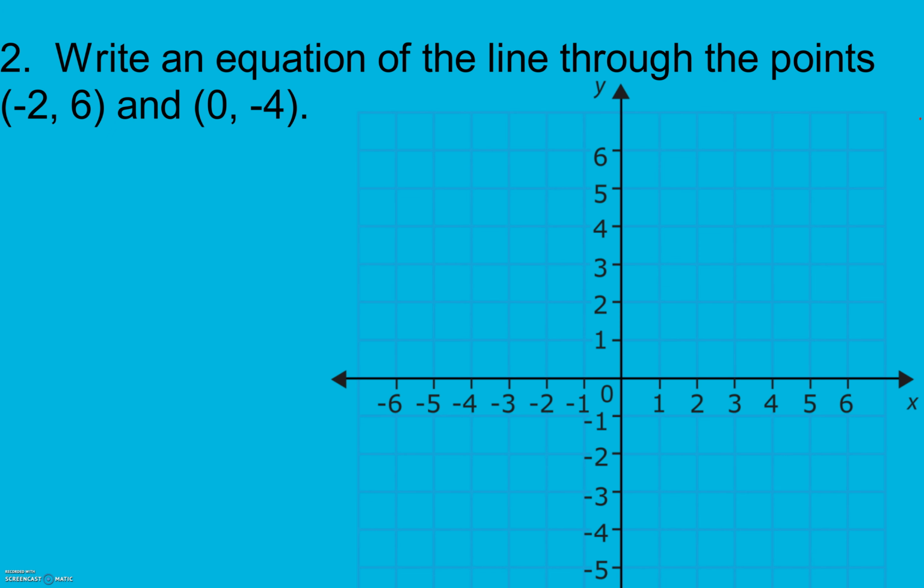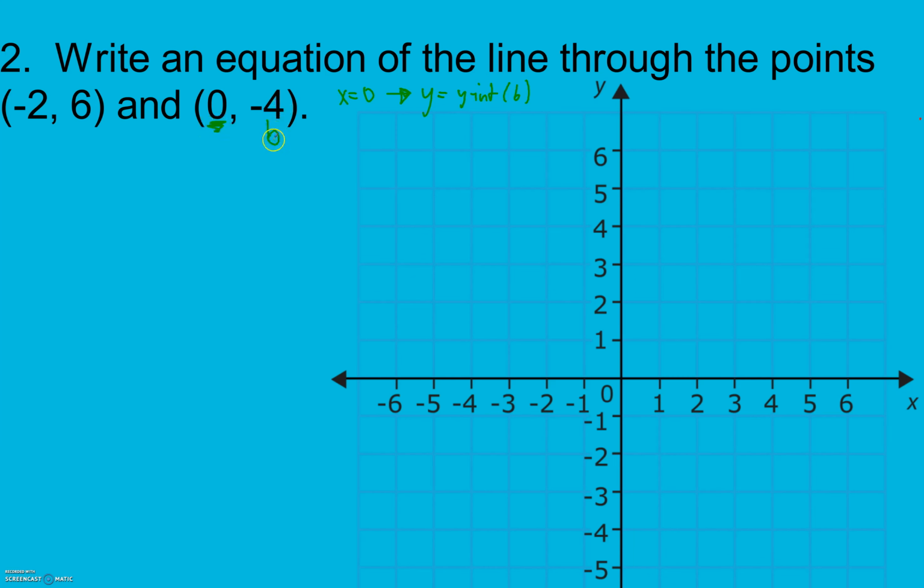Here we're going to write an equation of the line through the points -2, 6 and 0, -4. Again, two different ways we can do this. We can find our slope and then our intercept, or we can graph it. So we know that our intercept is at -4 because anytime we have an x of 0, that means that our y is our y-intercept, or our b value. So every single time x is 0 means that our y value is our b, our y-intercept.